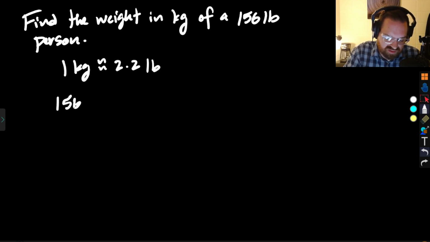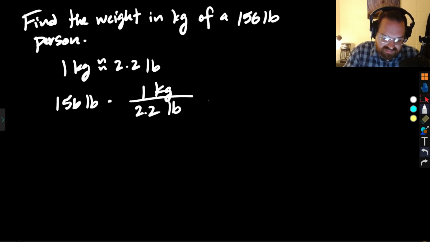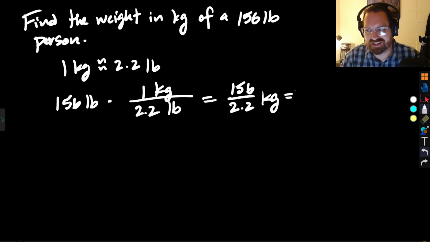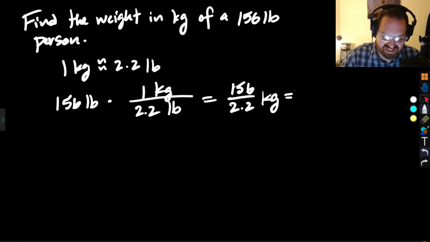So 156 pounds. We multiply, again, the pounds are going to be on the bottom. This is where we get the 2.2 from. This is going to be the kilogram. And so as a result, I end up getting 156 divided by 2.2 kilograms, whatever that is. And that works out to being, I've gone ahead and done this ahead of time, so you don't have to watch me fiddle with my phone. But this is going to be 70.91 kilograms.